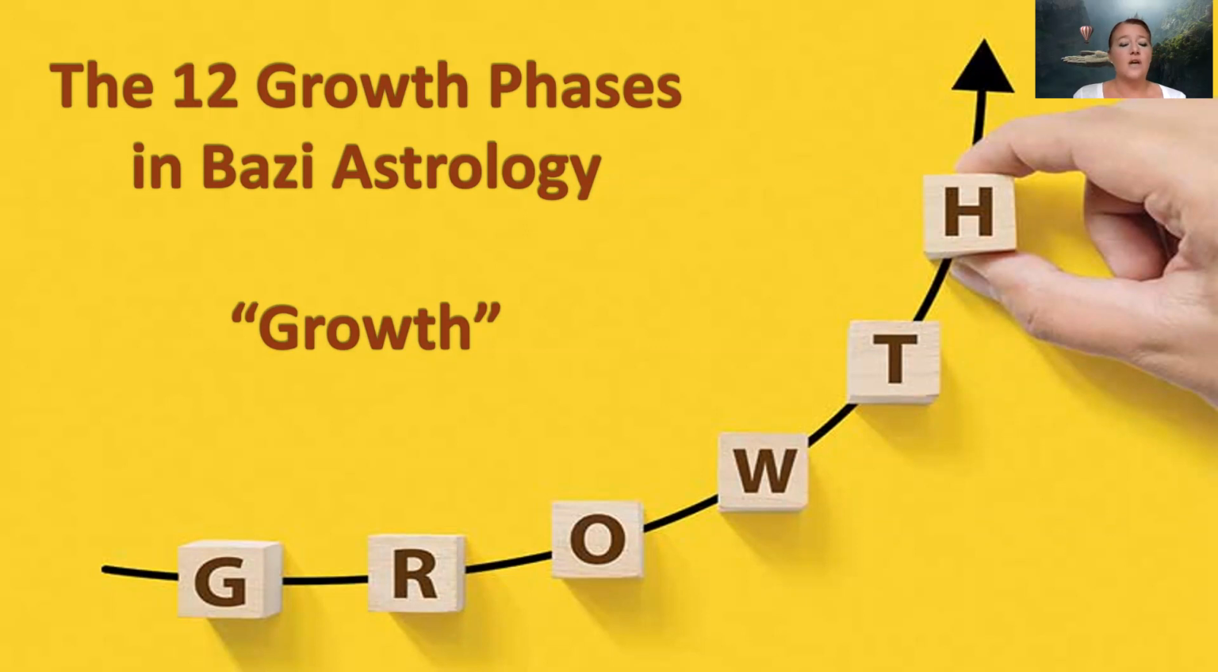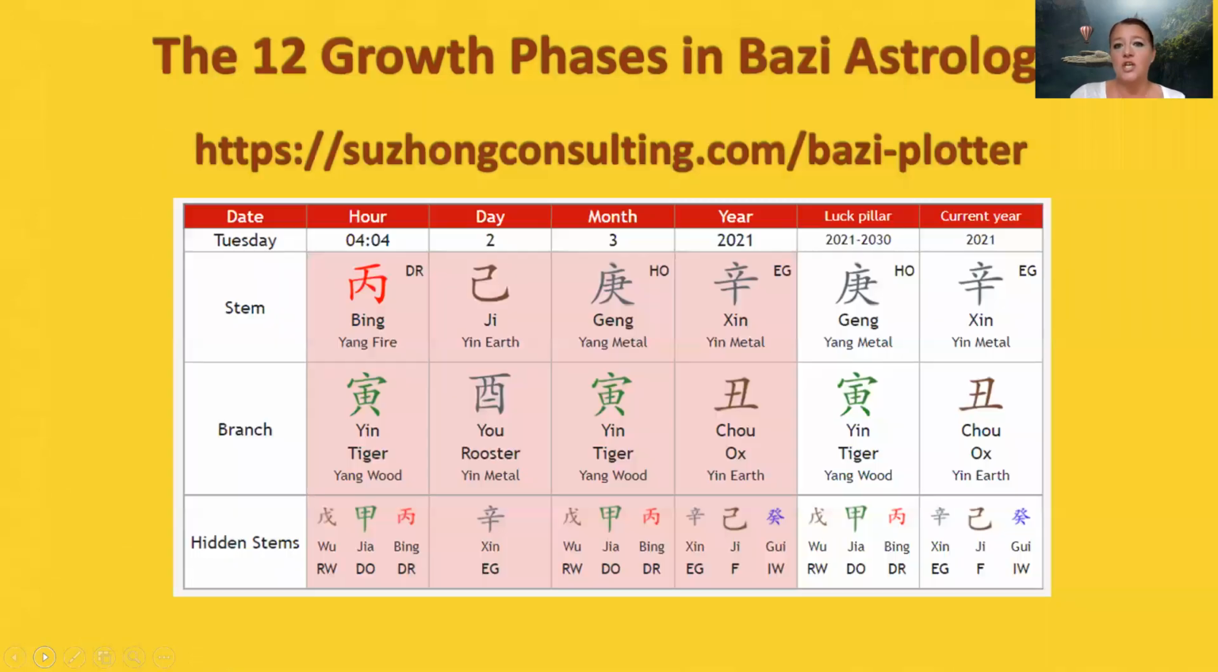Now we are going to start with the first phase, which is called the growth phase. And the first thing you need to do in order to see whether or not you have this particular first phase, the growth phase, in your Bazi chart, is to actually plot your Bazi chart. So what you do is you go to this URL. I will also post it in the notes to this video, so you can just copy paste it.